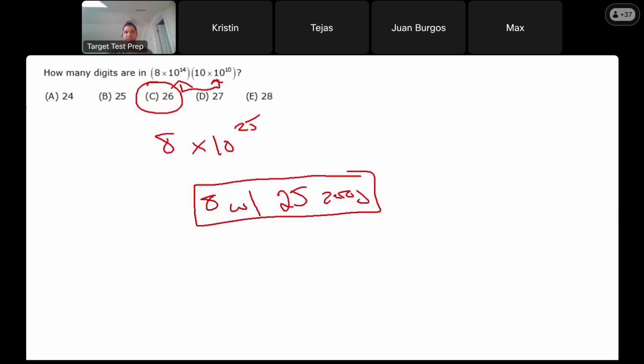We got 26 because we have an 8 with 25 zeros. So you just added them together. 1 digit plus 25 zeros is 26. Any other questions? Any other questions at all here?